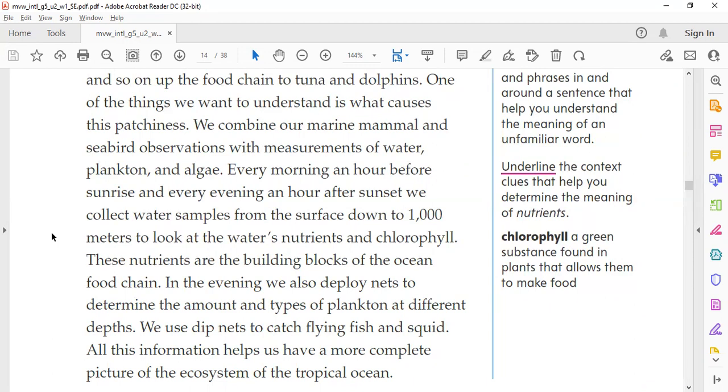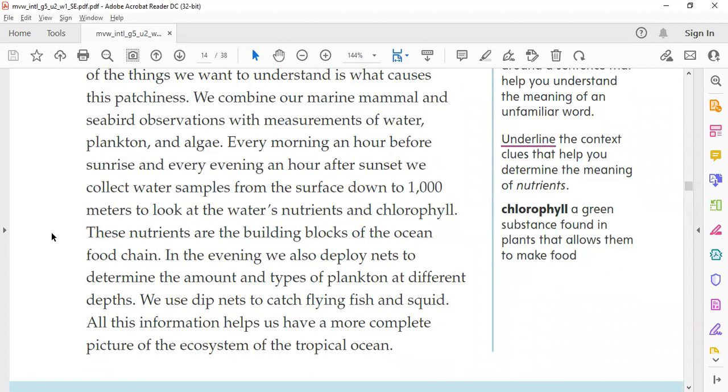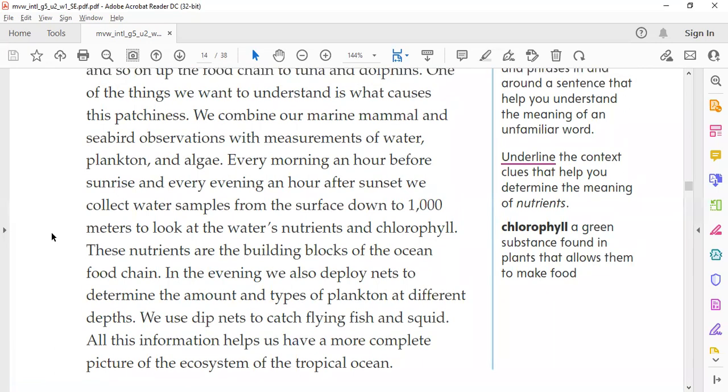In the evening, we also deploy nets to determine the amount and types of plankton at different depths. We use dip nets to catch flying fish and squid. All this information helps us have a more complete picture of the ecosystem of the tropical ocean.